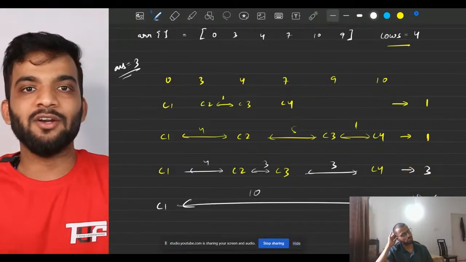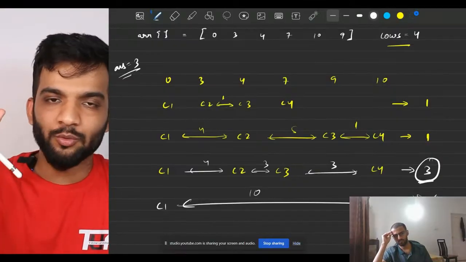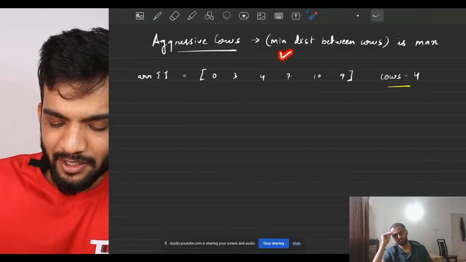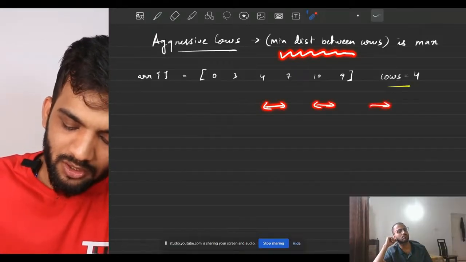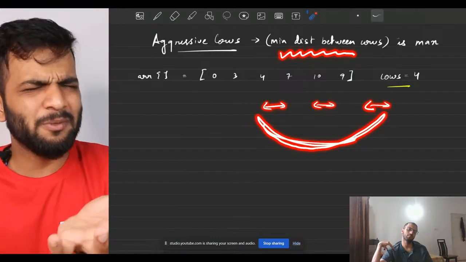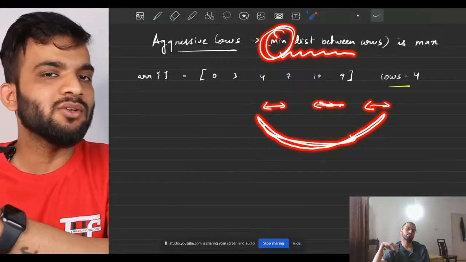So you can try out all the valid configurations, and the minimum distance that you see between any two cows, you have to maximize that value. So what is the first thing that we notice? Since we require the minimum distance between two cows, we just need the consecutive stall distances. There's no point in computing the farther stall distances because that will be big. I need the min. So just computing the consecutive stall distances will make it work.